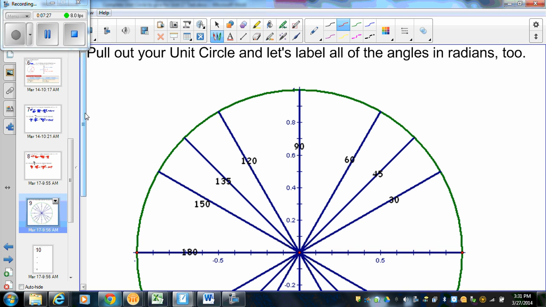When you come to class tomorrow, it is expected that you have a unit circle with all of your coordinates on it and all of your angle measures in both degrees and radians. So pause the video now and take care of that.